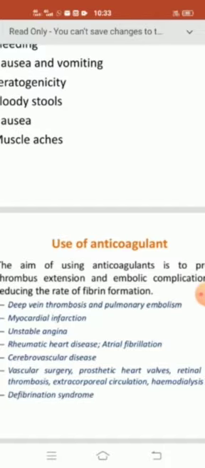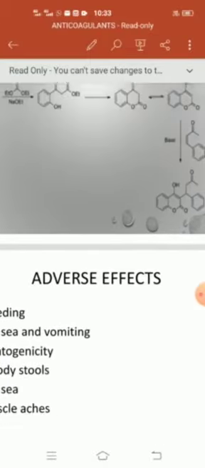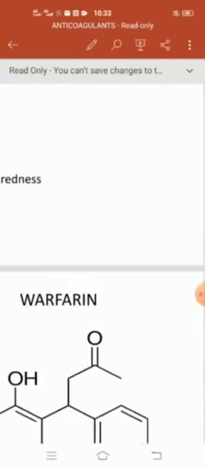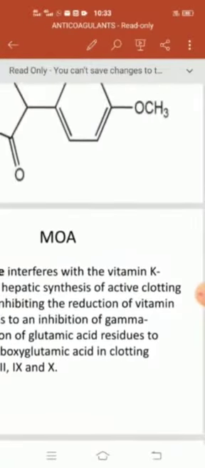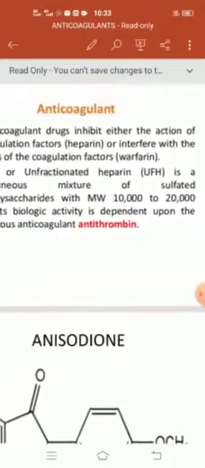You can expect a 5 mark or a 2 mark question in the university examination. It is quite an important chapter. So you can go through it, and if you have any doubts you can post your doubts on WhatsApp.